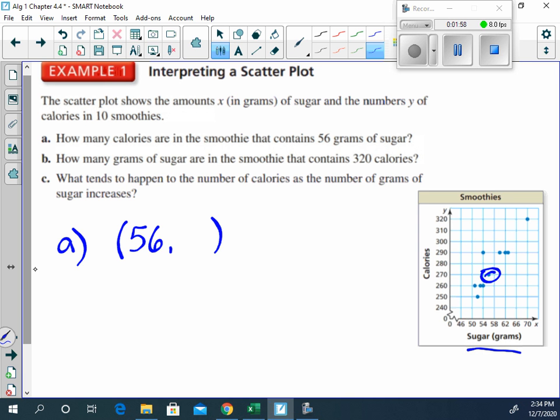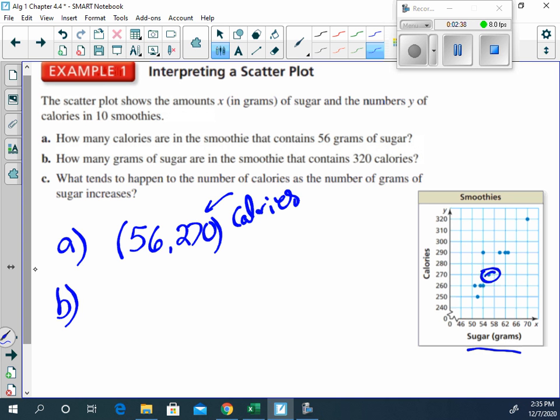Well, we do have one point that's at 56, yes? So how many calories does it have? So the point is 56, 270, there's 270 calories in it. And that's it. That's all we have to do for A. Any questions on that there? Any questions on the first one? Okay, let's look at the next one.